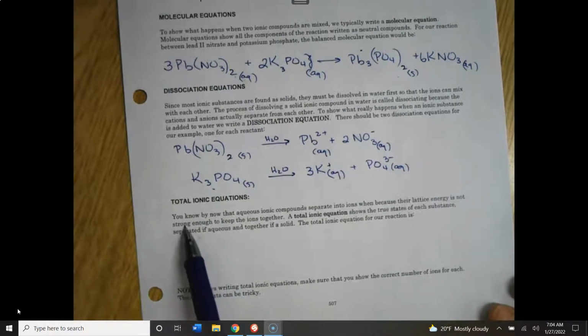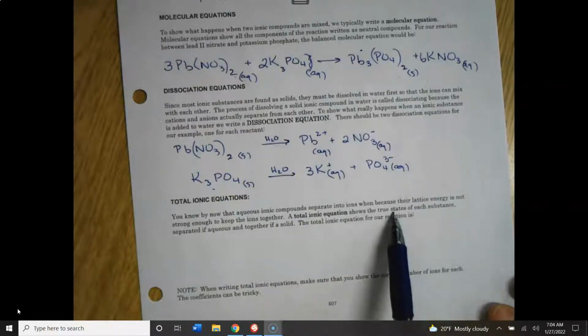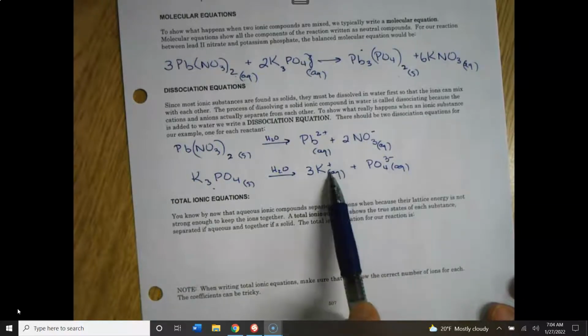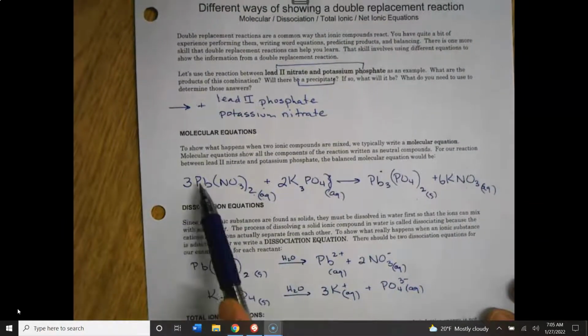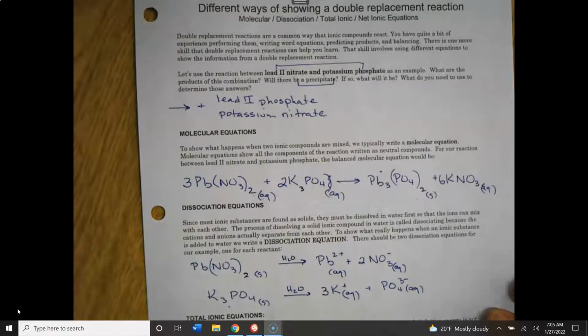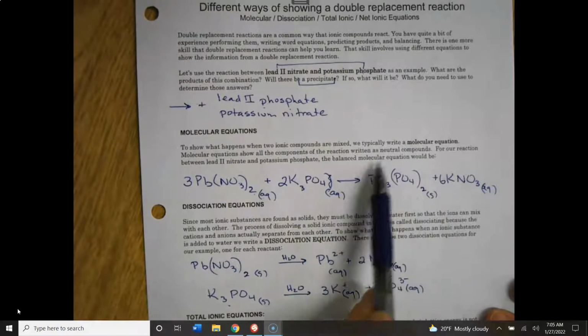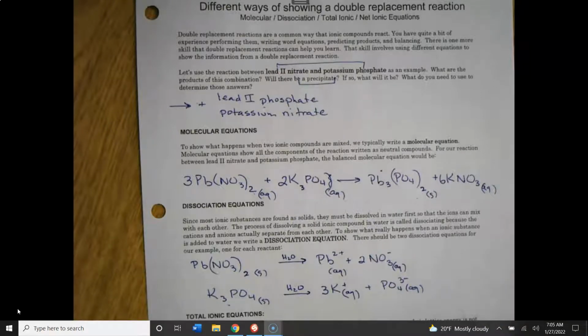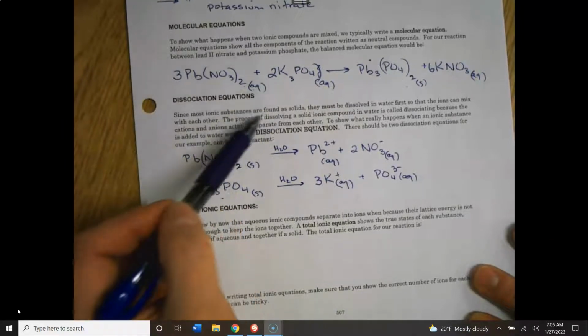Okay, so if you notice, total ionic is going to represent the substances in their true states. That means if you have an ionic aqueous substance, we're going to show it separated. So going back up to the molecular, that's what I'm working off of. I am going to separate the aqueous things in a total ionic equation because that's how they actually appear. Anything ionic and aqueous actually separates like this. The solid is going to stay together because its lattice energy is strong enough to keep everything together. So I want to maintain my numbers.